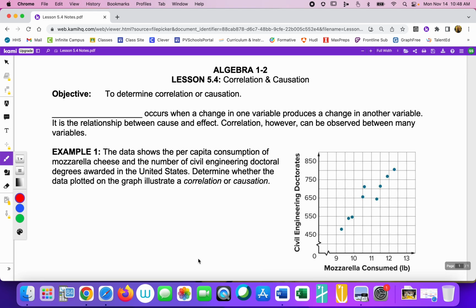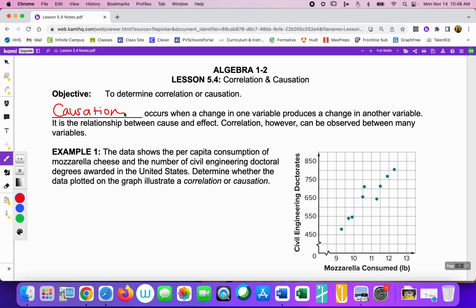About correlation and causation. We did correlation last week with scatter plots, but causation, which is this term right here, is something else entirely. They might be related, they might not be. Causation occurs when a change in one variable produces a change in another variable. So it's the cause and effect relationship. The first thing causes the second thing to happen.